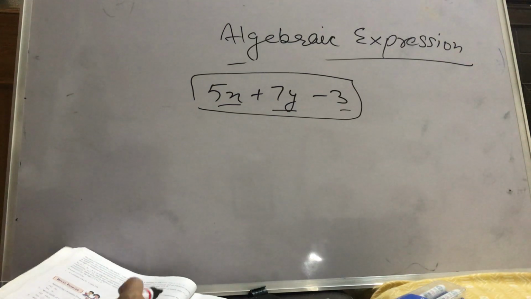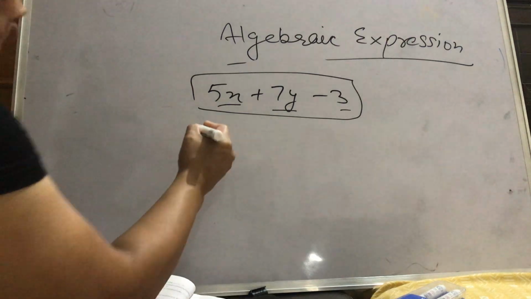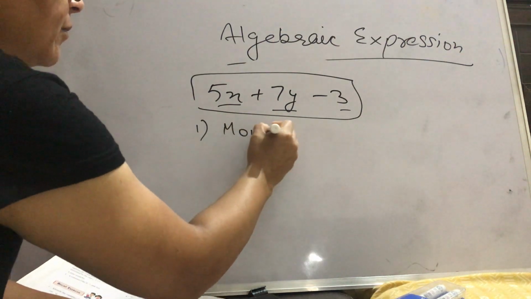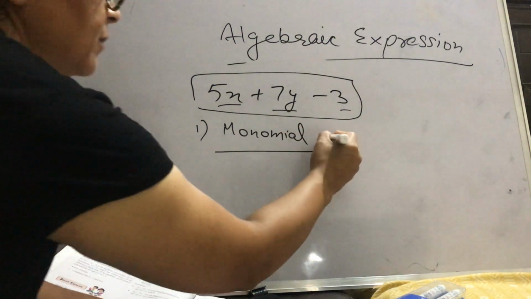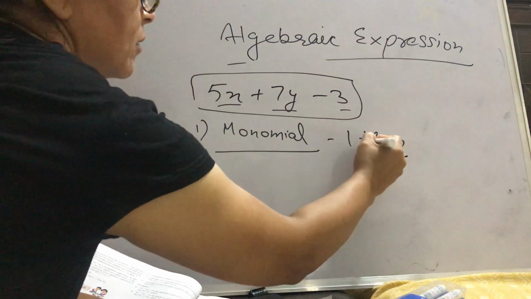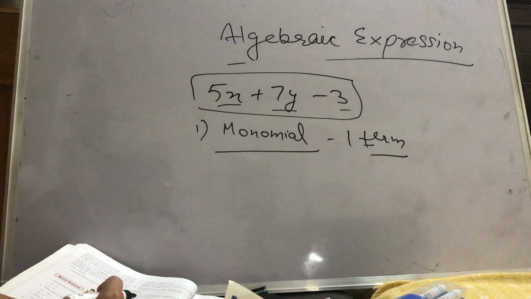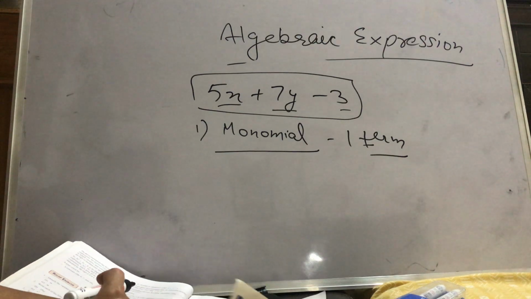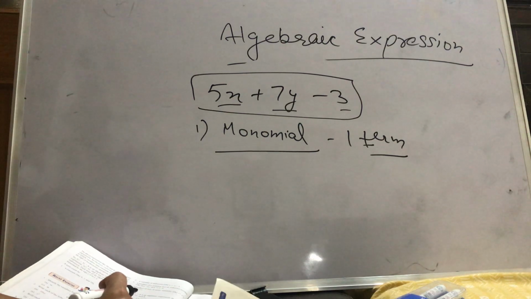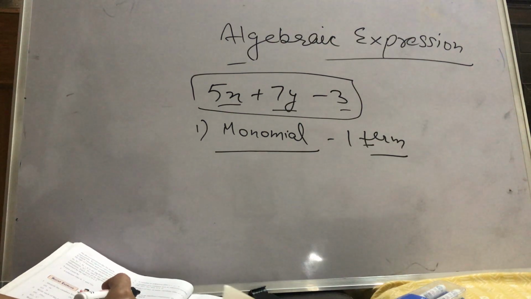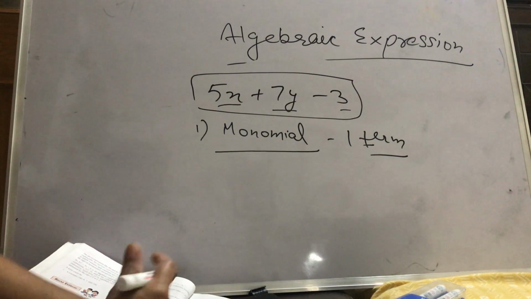Now we will learn about the types of algebraic expression. The first one is called monomial. Monomial means one term. That one term may be a variable, that one term may be a constant also. As if I give you one term only, minus 3, that will also be called an expression, that is called a monomial expression, because that is a single term and that term is minus 3.